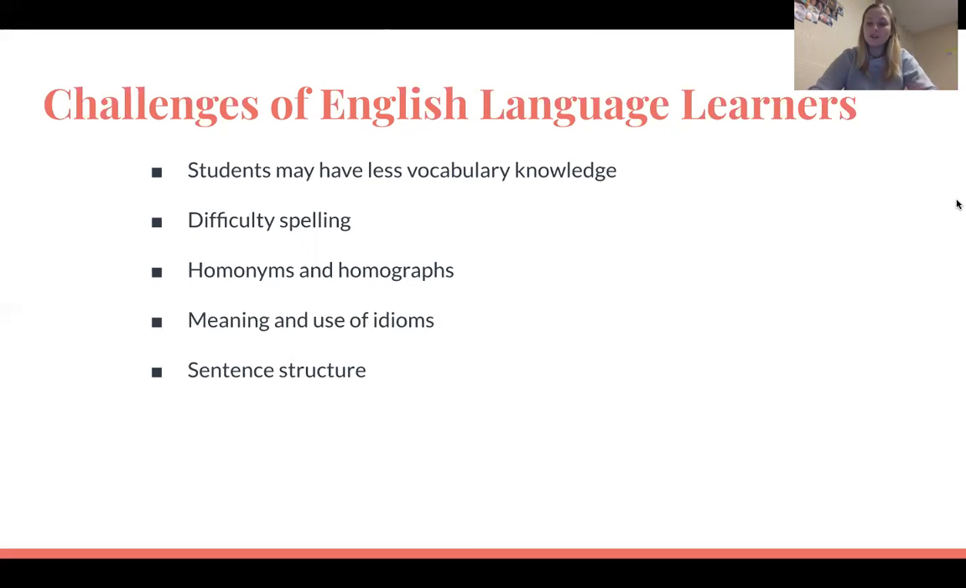And then sentence structure, I know a little bit of Spanish. When I learned it, it was difficult for me to learn a sentence structure because it's so much different than in English. So I can't imagine how much harder it would be learning the English structure from a different language as well. So sometimes that's a challenge as well.